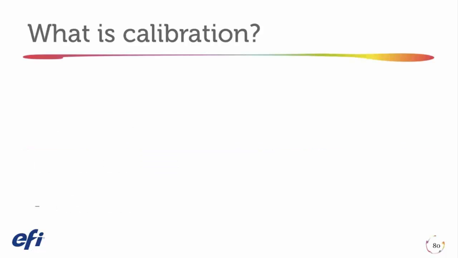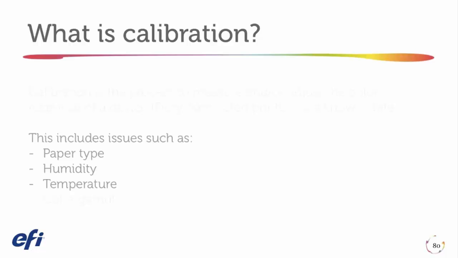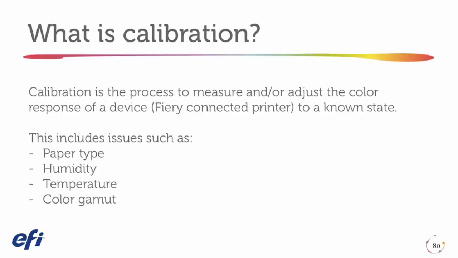So what is calibration? If you look at companies or industry, or in this case an institution called International Color Consortium, there is a definition of calibration as a process that measures or adjusts the color response of a device, in this case a Fiery connected printer, to a known state. Really what that means is you're adjusting the color output to take into consideration things like paper type or humidity or temperature or color gamut or color space of the device that you're printing with.